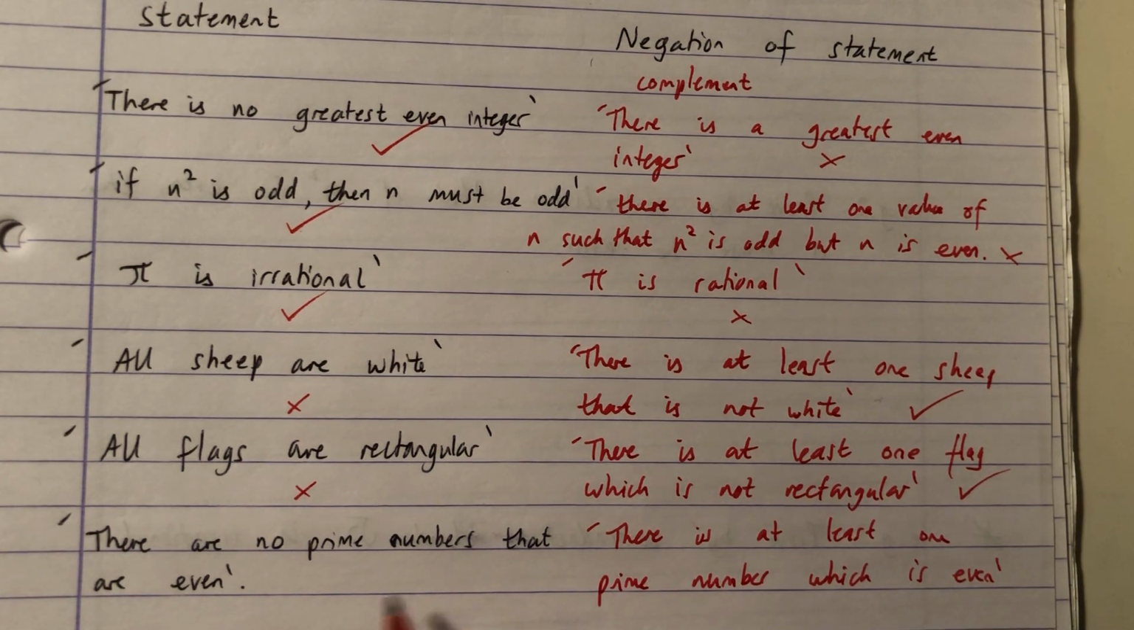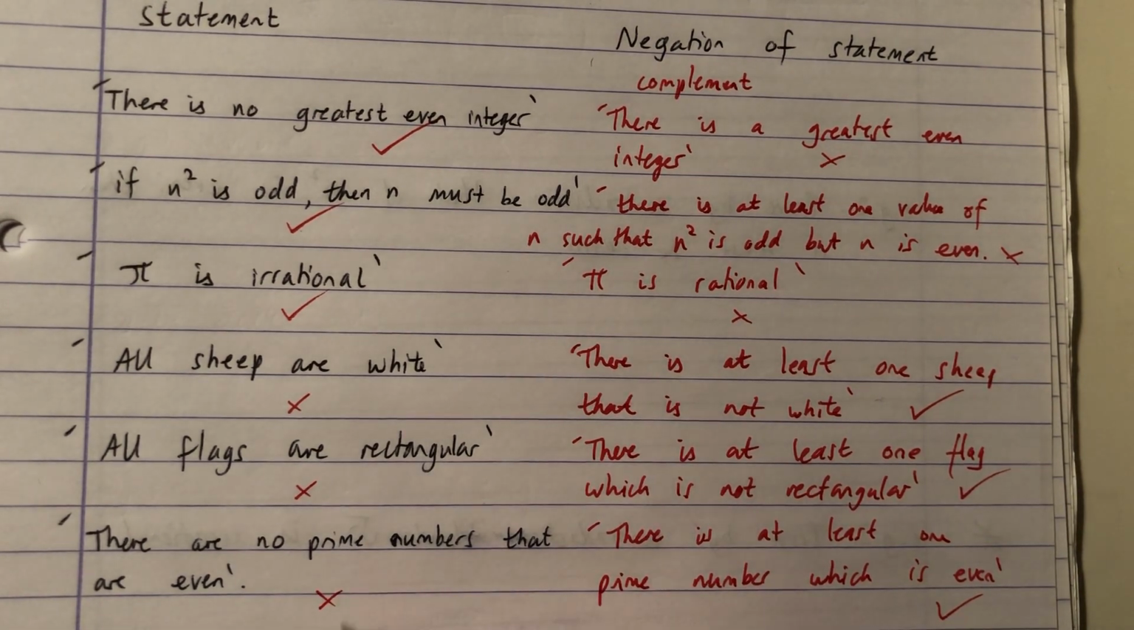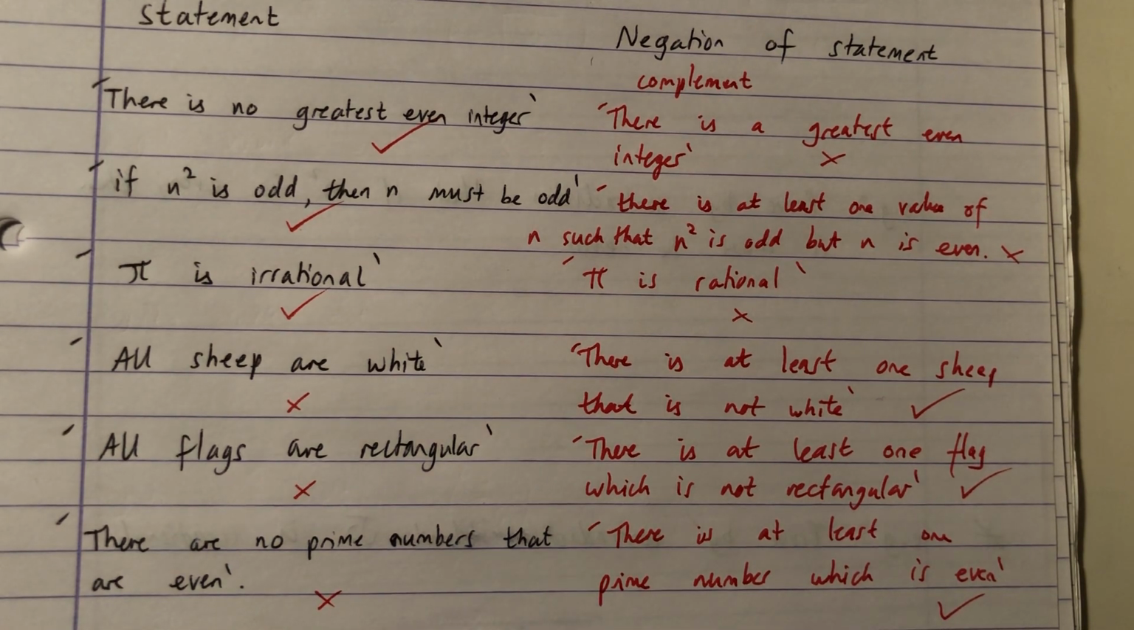There are no prime numbers that are even. There is at least one prime number which is even. Yeah, 2 is a prime number which is even, so the second statement is correct and the first one is false.